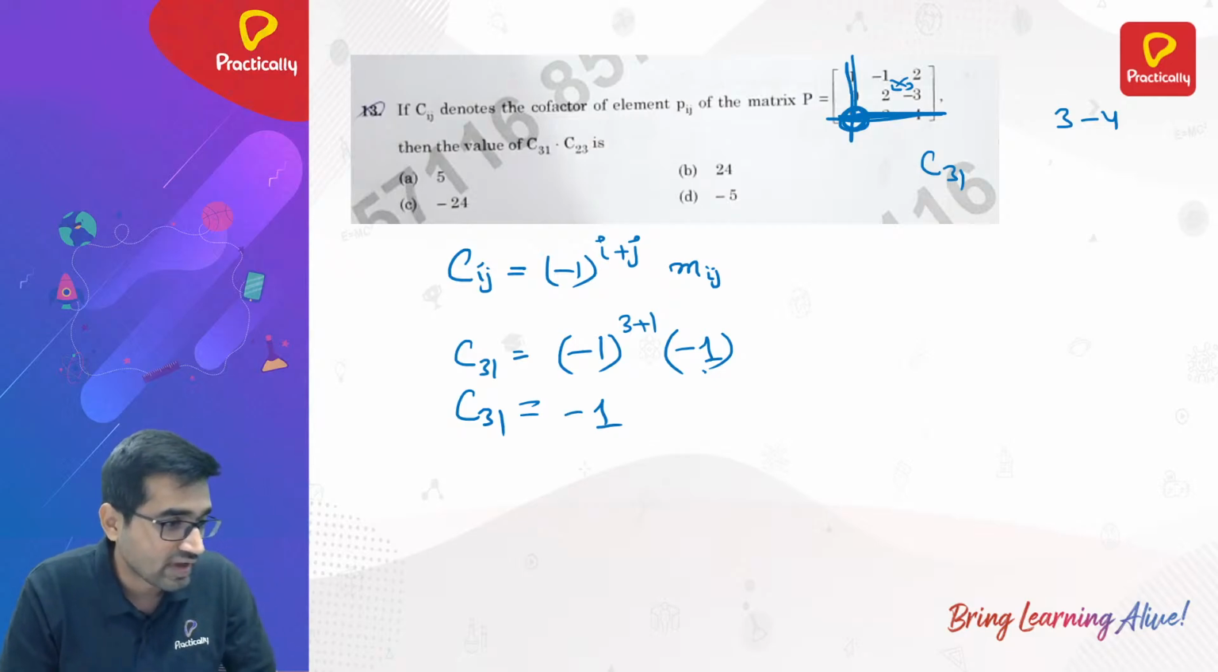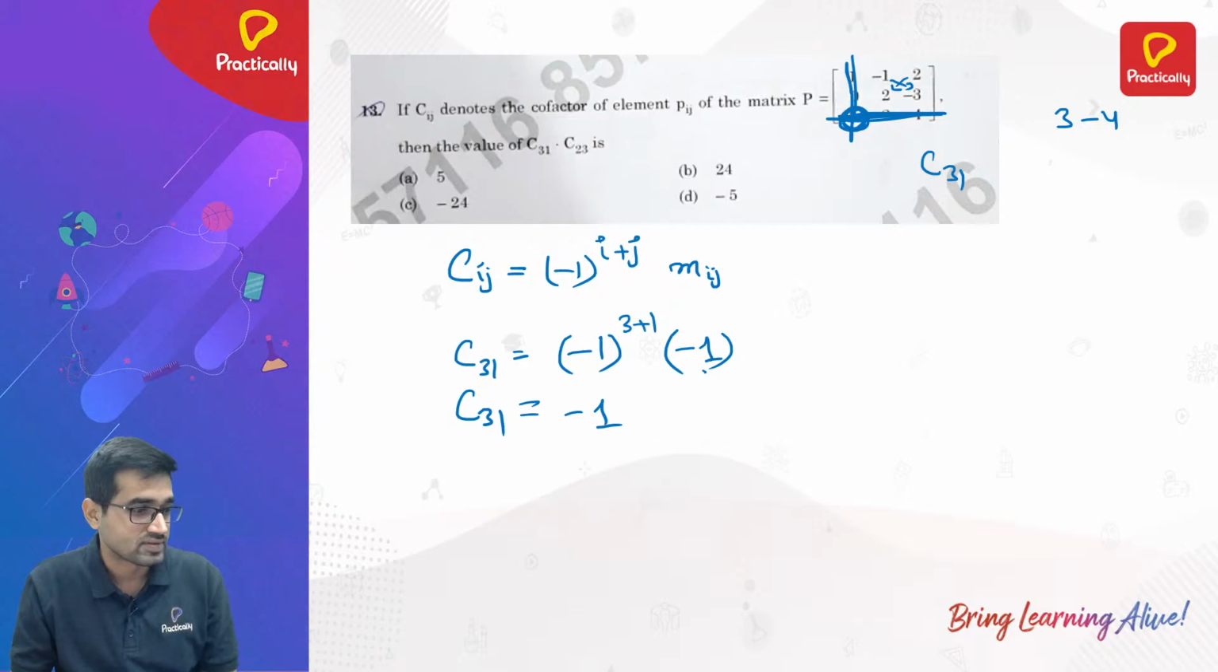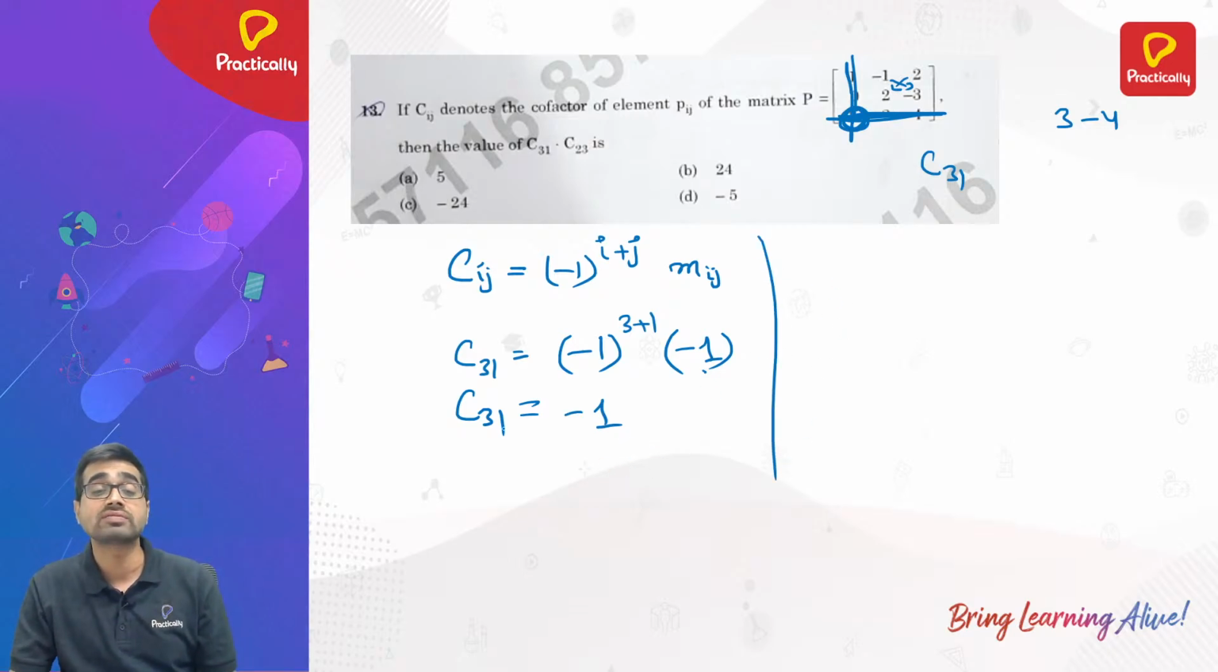Okay, fine, great. Everyone is now replying to this. Very good. So now we will have C31 as minus 1. Superb. Now let us write C23.